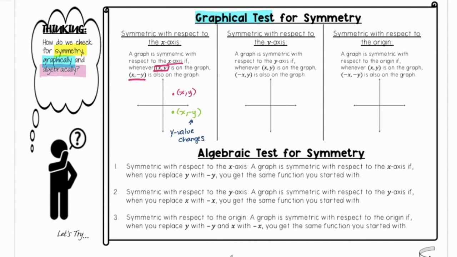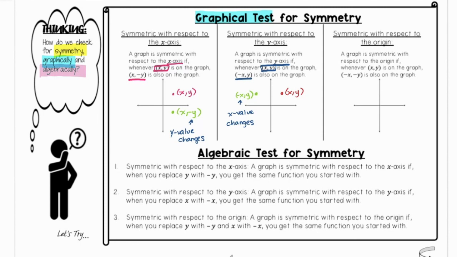A graph is symmetric with respect to the y-axis if the point (x, y) is on the graph, but also (-x, y) is also on the graph. So in this case, I have my original point (x, y). If I have a reflection through the y-axis, my reflected point would be somewhere here. And in this case, what would change? The x.